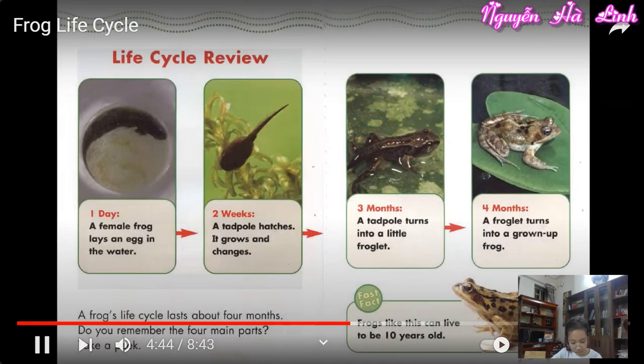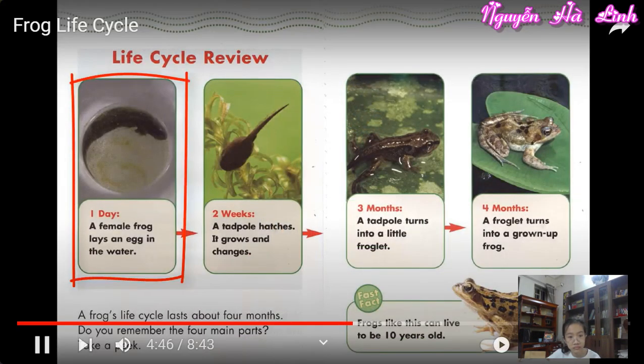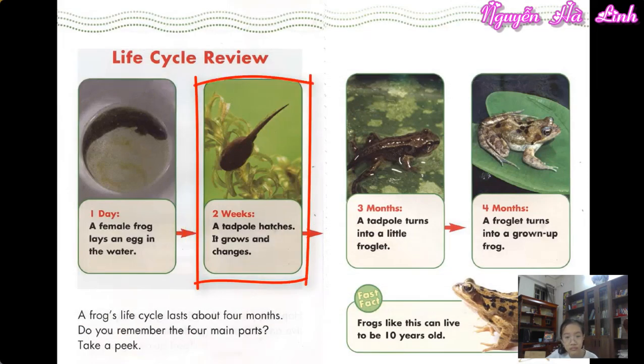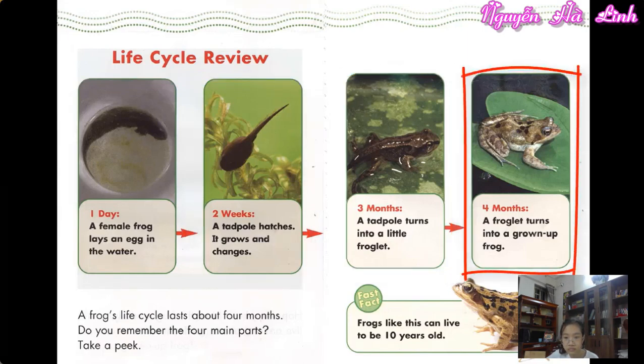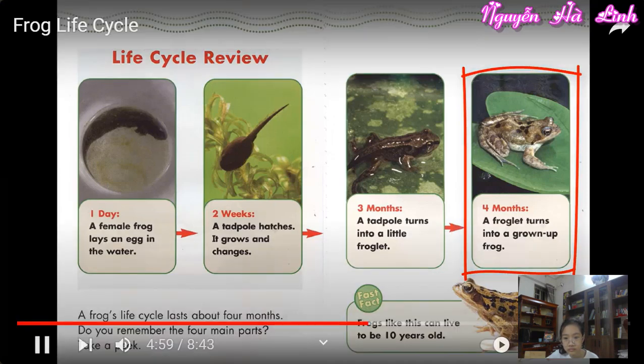And here's a life cycle review. On day 1, a female frog lays an egg in the water. 2 weeks later, a tadpole hatches. It grows and changes. 3 months, a tadpole turns into a little froglet. 4 months, a froglet turns into a grown-up frog.